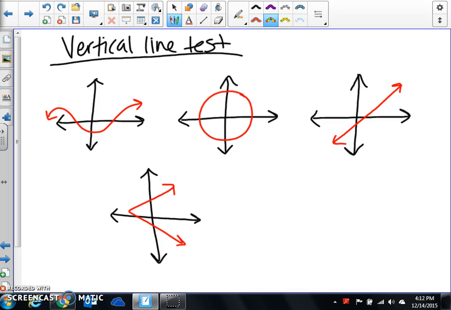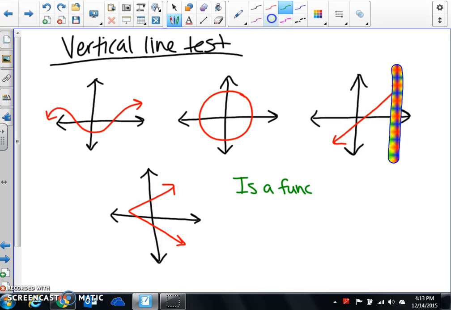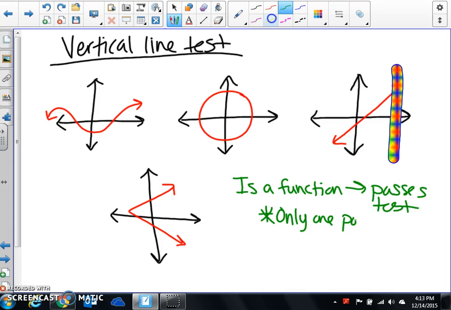I'm going to pretend that that colorful rainbow is my pencil. So what you do is you take your pencil and you lay it flat up and down vertically. It passes, so it is a function, if it passes the test, which means only 1 point at a time. And I'll show you what that looks like.